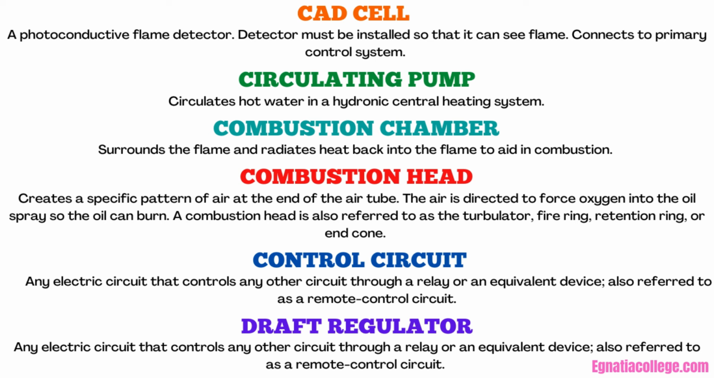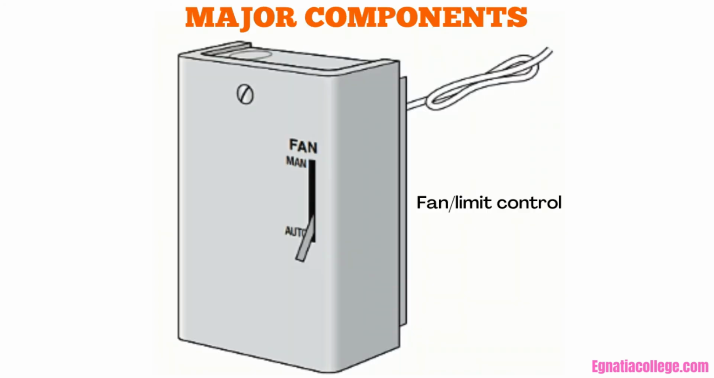Control circuit. Any electric circuit that controls any other circuit through a relay or an equivalent device, also referred to as a remote control circuit. Draft regulator. A counterweight swinging door that opens and closes to help maintain a constant level of draft over the fire. Fan control. Controls the blower fan on forced warm air systems. On newer furnaces, the fan control is an electronic timer that starts the fan motor a given time in seconds after the main burner has come on. This timing ensures that the blower will blow warm air. Older adjustable temperature fan controls still exist.